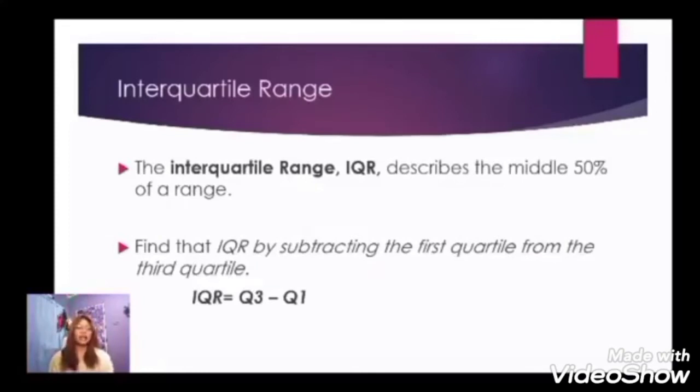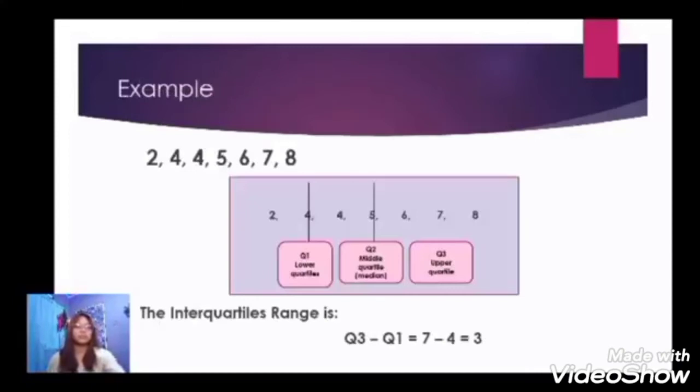Interquartile range. The interquartile range, IQR, describes the middle 50% of a range. Find the IQR by subtracting the first quartile from the third quartile. So, IQR equals Q3 minus Q1. Another example. The sample data is 2 to 8. So, the interquartile range is Q3 minus Q1 equals 7 minus 4 equals 3.